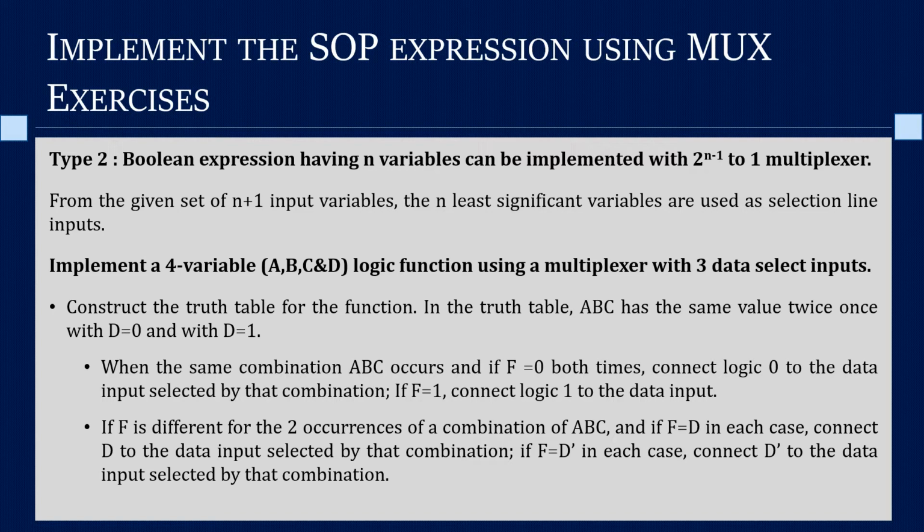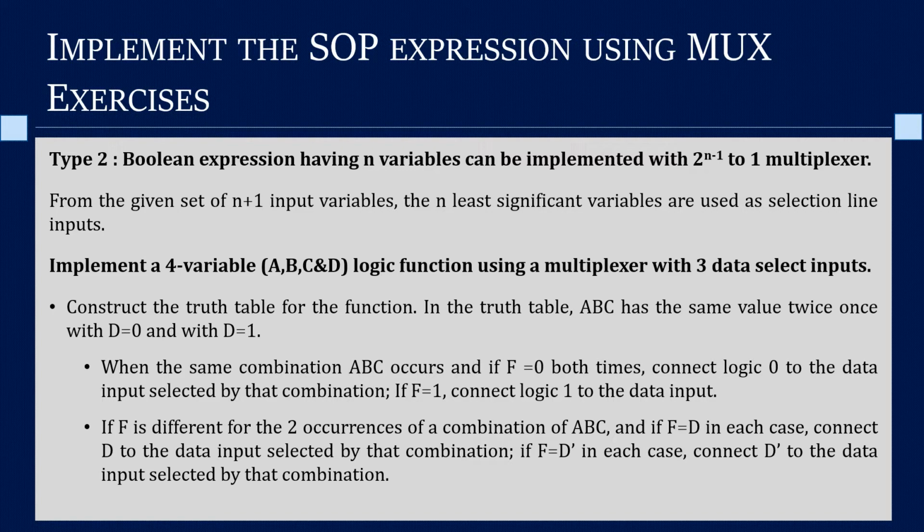Suppose that n is equal to 3. Usually we know how to implement that one using 2 raised to 3, that is 8:1 multiplexer. Fine. Here we are going to see how we can implement that one using 4:1 multiplexer. Let's look into the procedure for that.